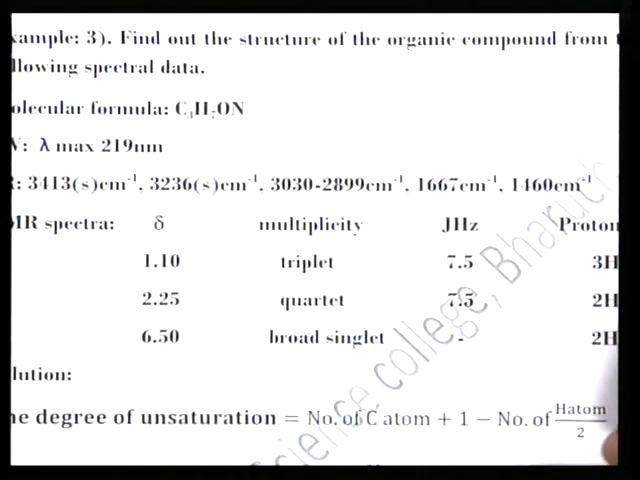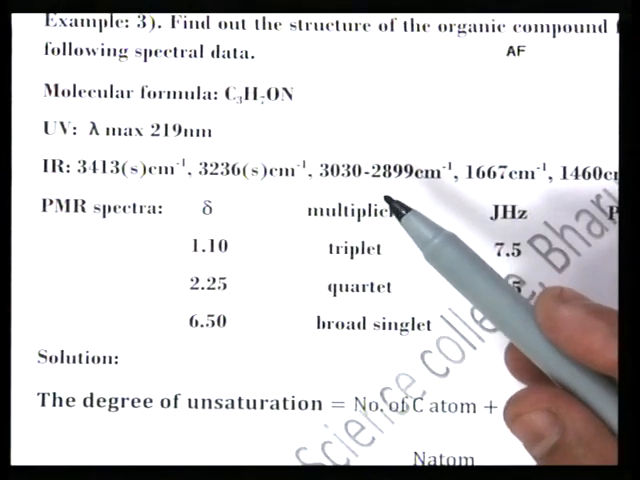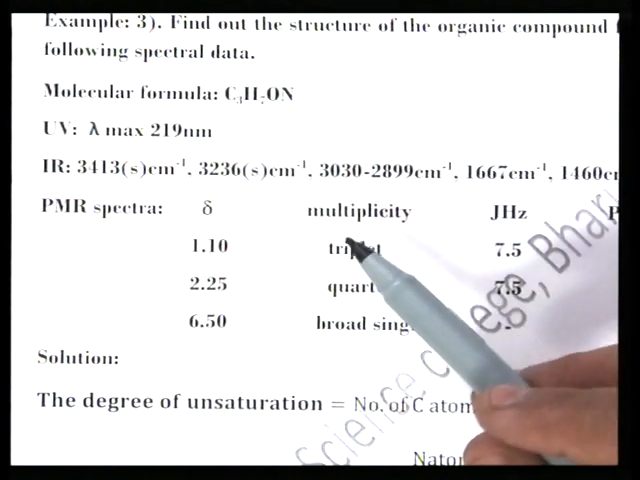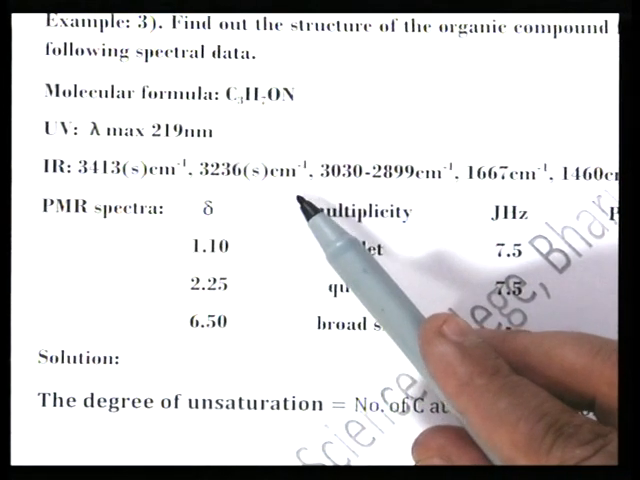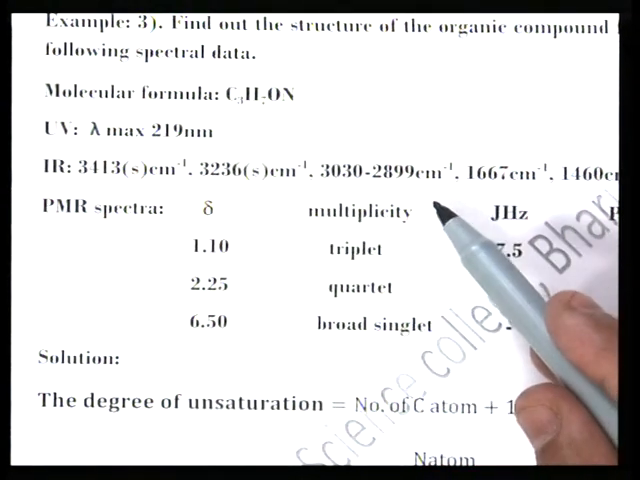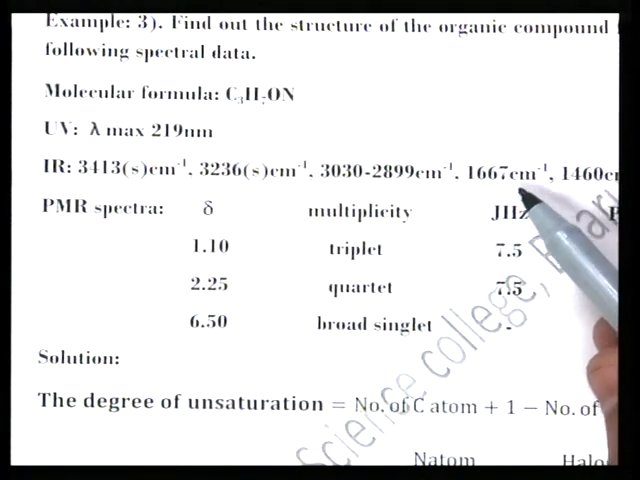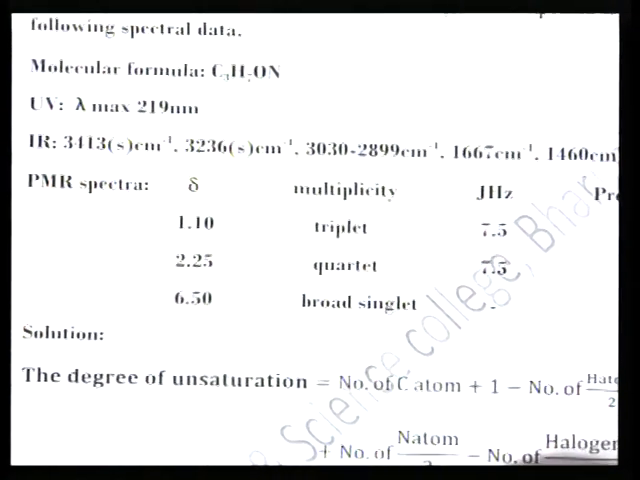Now, next example. Molecular formula is C3H7ON. UV data shows lambda max at 219 nanometer. IR absorption bands: 3413 sharp centimeter inverse, second band 3236 sharp centimeter inverse, third band at 3030 to 2899 centimeter inverse, other bands at 1667 centimeter inverse and 1460 centimeter inverse.